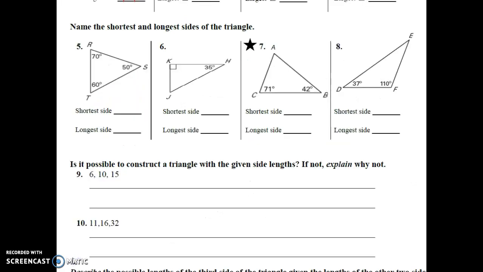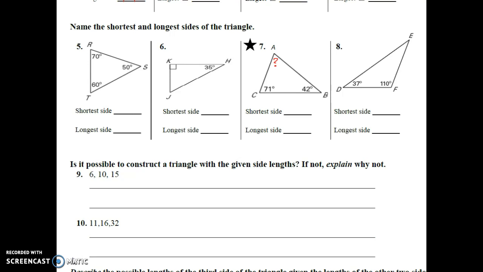Then we're going to move on and we're going to name the shortest and longest sides of the triangle. So again, we're going to do the exact same thing, except we're going to look at angles first. And in this triangle, we're going to start actually here with number 7. You notice 7 is different than 5 because 7 is missing an angle. Whenever that is the case, you need to always find that angle first.